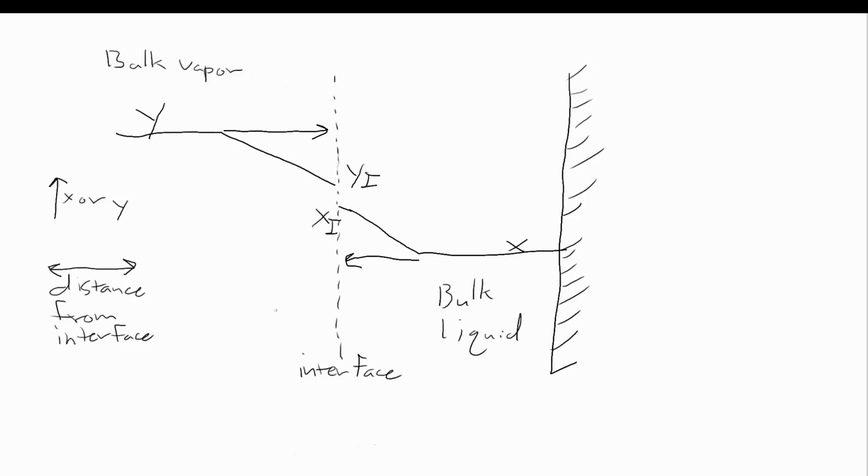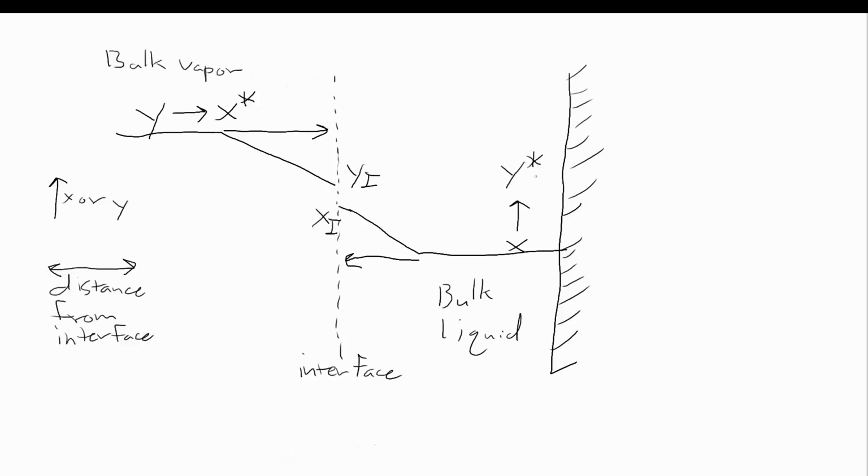Let's set up two more points here. We're going to take this Y, this bulk vapor composition, and say that it would be in equilibrium with a liquid composition X star. Similarly, the bulk liquid composition X would be in equilibrium with the composition Y star. So X and Y are points on the operating line. X star and Y star are points on the equilibrium curve, but X star is not in equilibrium with Y star. Rather, the equilibrium is occurring between Xi and Yi.